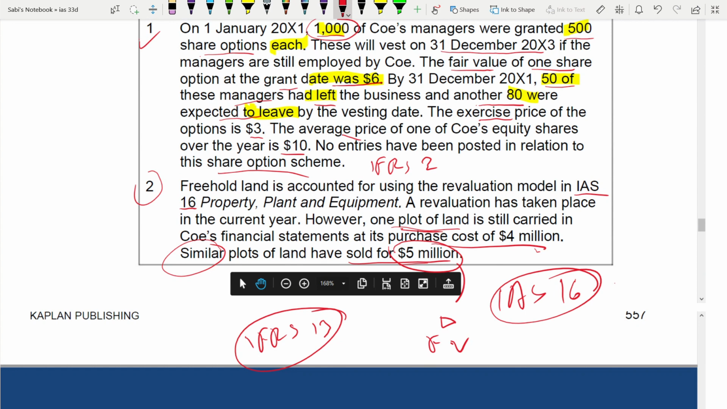So that means the land should be revalued to its fair value at 5 million. You have bought it at 4, you are selling it at 5, you are having a profit of 1 million. Where does this profit go? Please understand this. Where does this profit go? OCI, other comprehensive income. Why? Remember, IAS 16 rule says any revaluation gain goes to OCI. In case you forgot IAS 16, please go back to my IAS 16 lecture and see this. Where does the revaluation gain go under IAS 16? It goes to other comprehensive income.